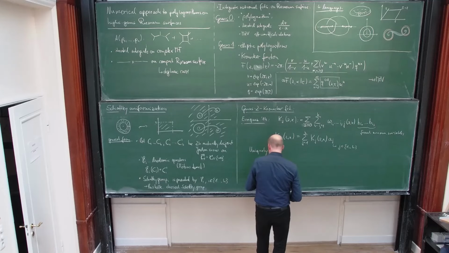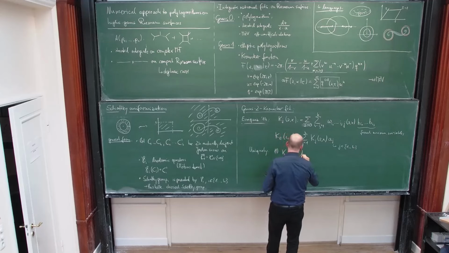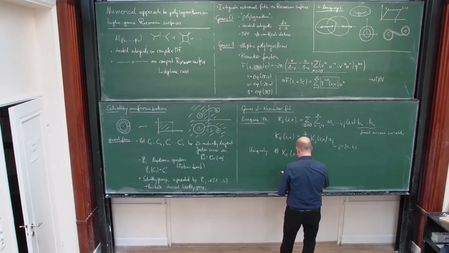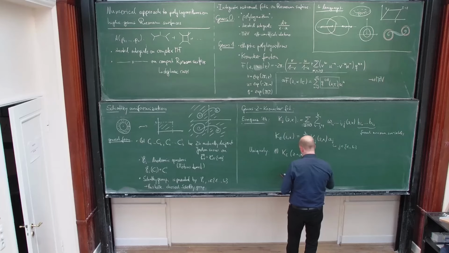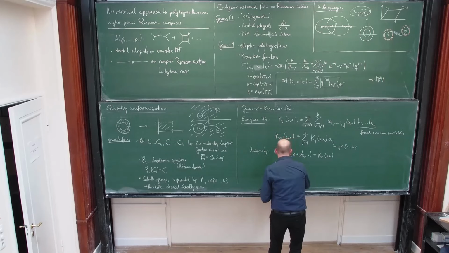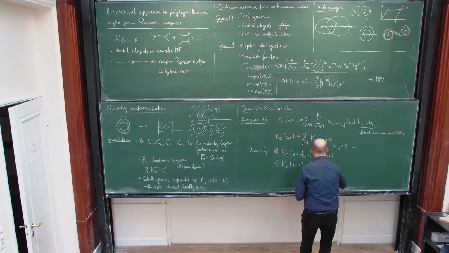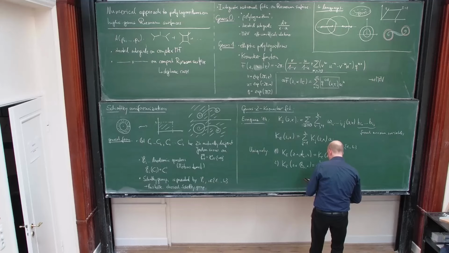The first one being that KE, if I evaluate it at an A cycle shift in the variable z on the uniformization, then I get the same function back, same form back. Second, if I do the same thing with the B cycle, then I will get the exponential of the formal variable bk times the original function.